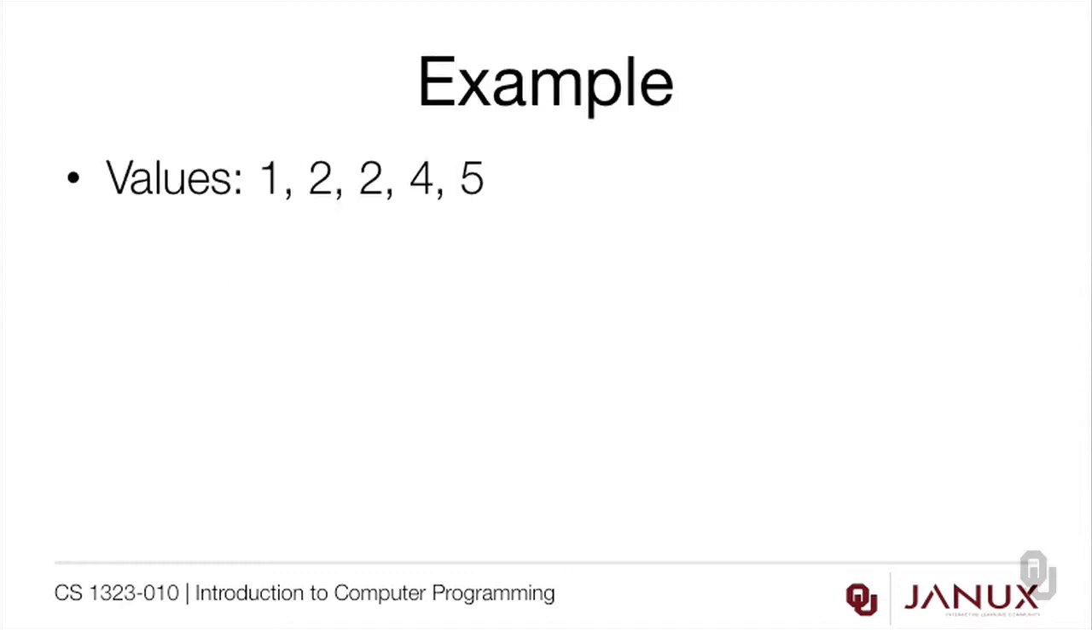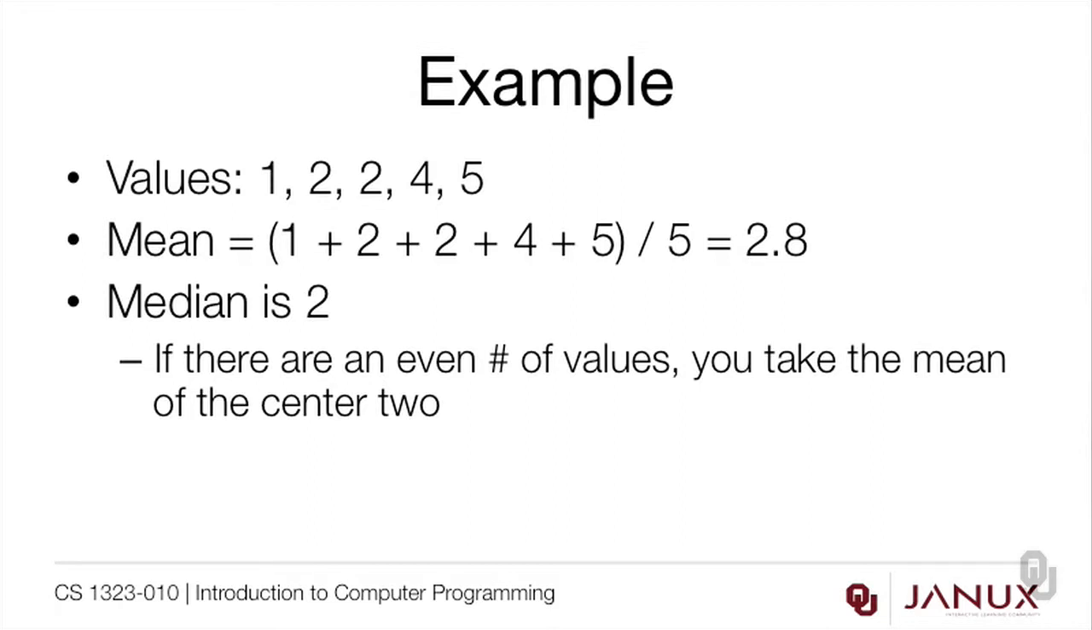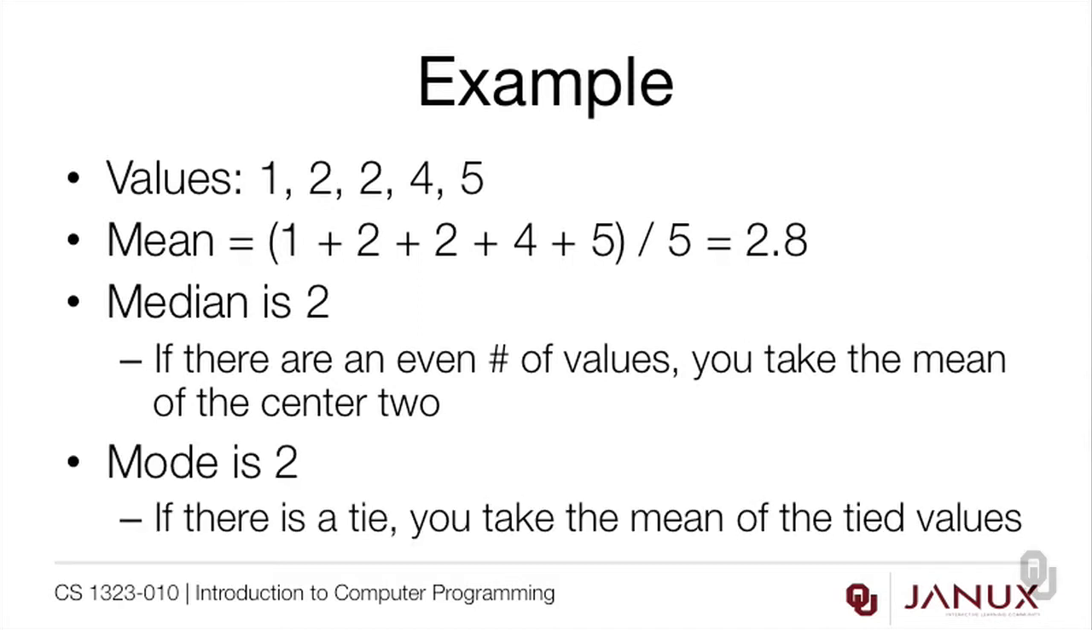So let's take a look at an example. Suppose our values are 1, 2, 2, 4, and 5. The mean is 1 plus 2 plus 2 plus 4 plus 5 divided by 5, because there are 5 values. Now that equals 2.8. Remember that I'm doing math here, not Java, so we're not seeing integer division. Now the median, on the other hand, is 2. If there are an even number of values, you take the mean of the center 2. The mode is also 2, because there are two 2s and only one of each of the other values. If there's a tie, what you do is you take a mean of the tied values.